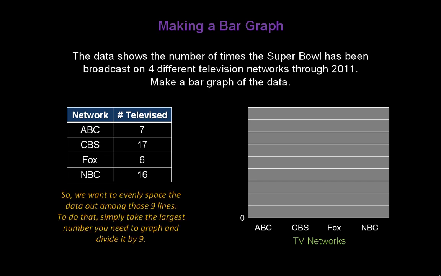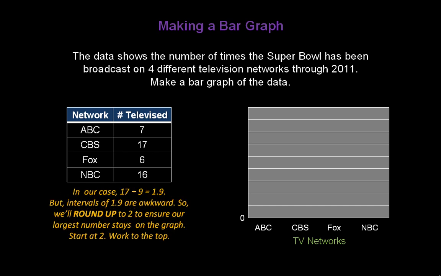So we want to evenly space the data out among those 9 lines. And to do that, simply take the largest number you need to graph, which is 17, and divide it by 9. So in our case, 17 divided by 9 is 1.9. But intervals of 1.9 are kind of awkward, so we're going to round up to 2 to ensure the largest number stays on our graph. So now we need to label that graph. Start at 2 and work your way all the way to the top, and the highest number should be 18.